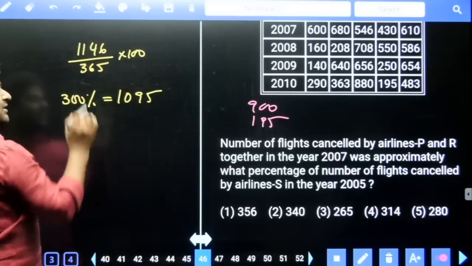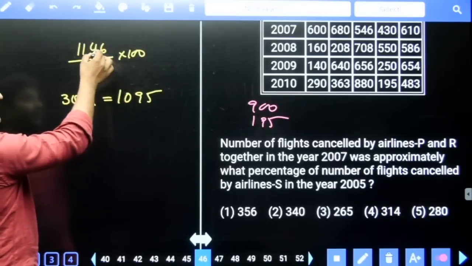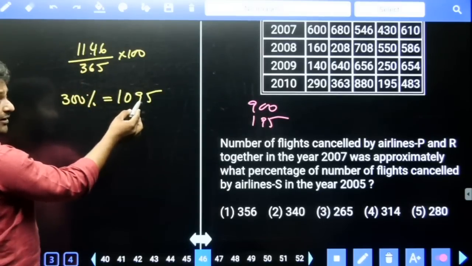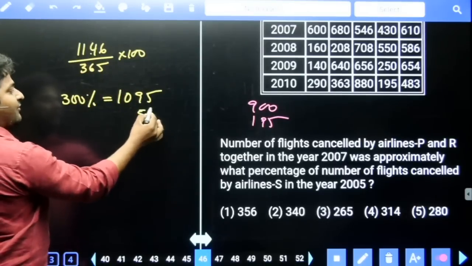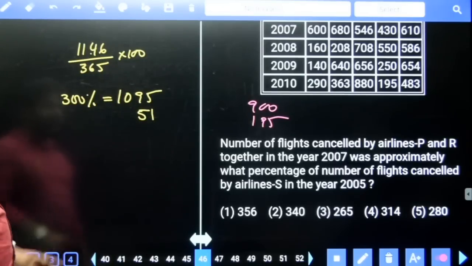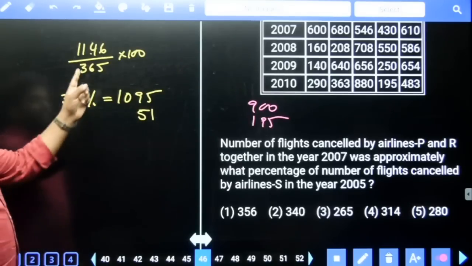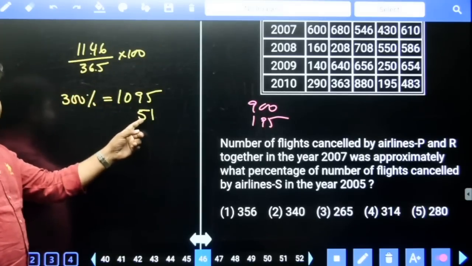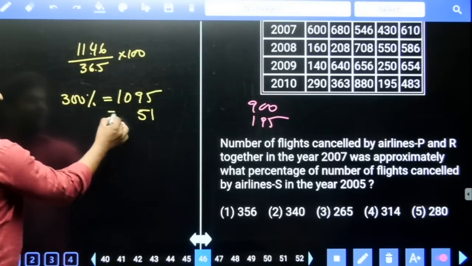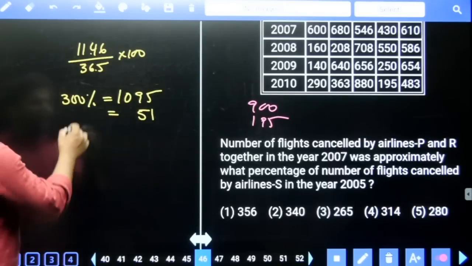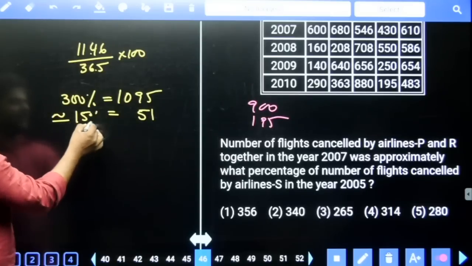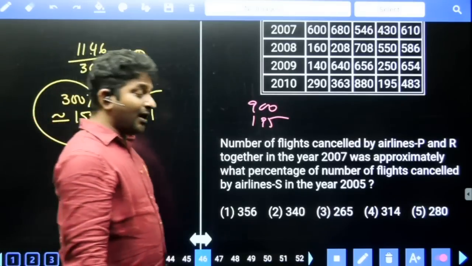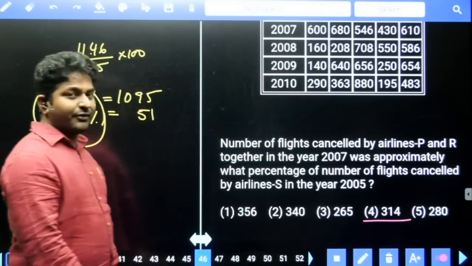But your numerator is more than this. How much more than 1095 is 1146? Apart from 1100 we have 5 extra, and 46 more, so in this sense we have to add 51. When you want to add 51, let's see what 51 is in terms of percentage. 10 percentage is 36. 20 percentage is 72. This is more than 36 but less than 72. So this value should be more than 10% but less than 20%. Approximately I will treat it as 15 percentage. So your answer should be close to 300 plus 15, that is 315%. The answer should be close to 315, that is 314, final answer. Next.